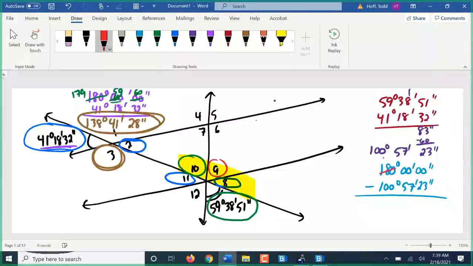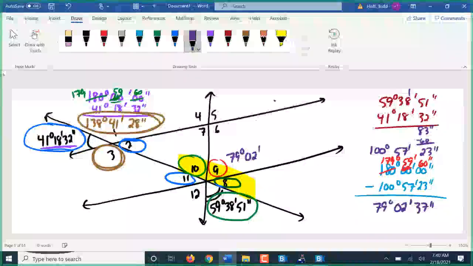So again, we borrow. This will be 179. This will be 60. We'll borrow from it to make it 59. And this is 60. And we subtract. 60 minus 23 is 37. 59 minus 57 is 2. And 179 minus 100 is 79. So this is 79 degrees, 2 minutes, and 37 seconds.